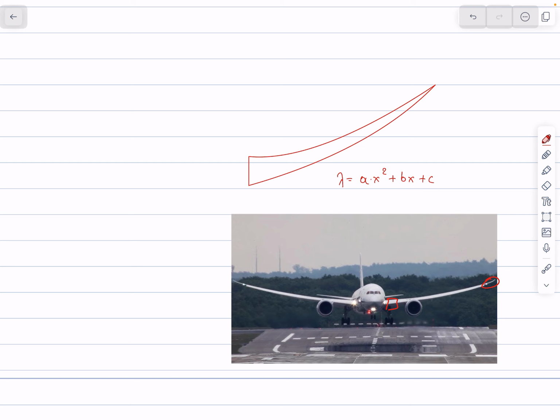There is a large density value close to the fuselage of the airplane and almost zero or very, very close to zero density value for the part that is near the wingtip. So it makes sense that the center of mass will not be exactly at the geometrical center of the wing, but it will be located closer to the side that is near the fuselage. In this case, there will be a linear density function that needs to be identified.